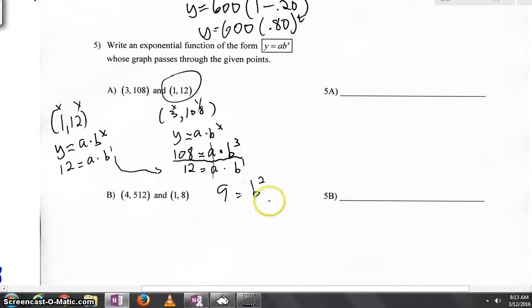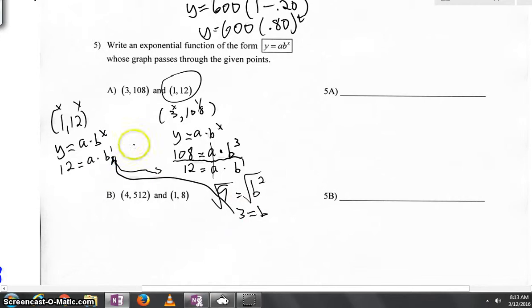Right now, you have to solve. Take a positive square root. Normally, we write plus or minus, but for these problems, our base is understood to be positive, so we're going to just have B equals 3. But you still have to find A.